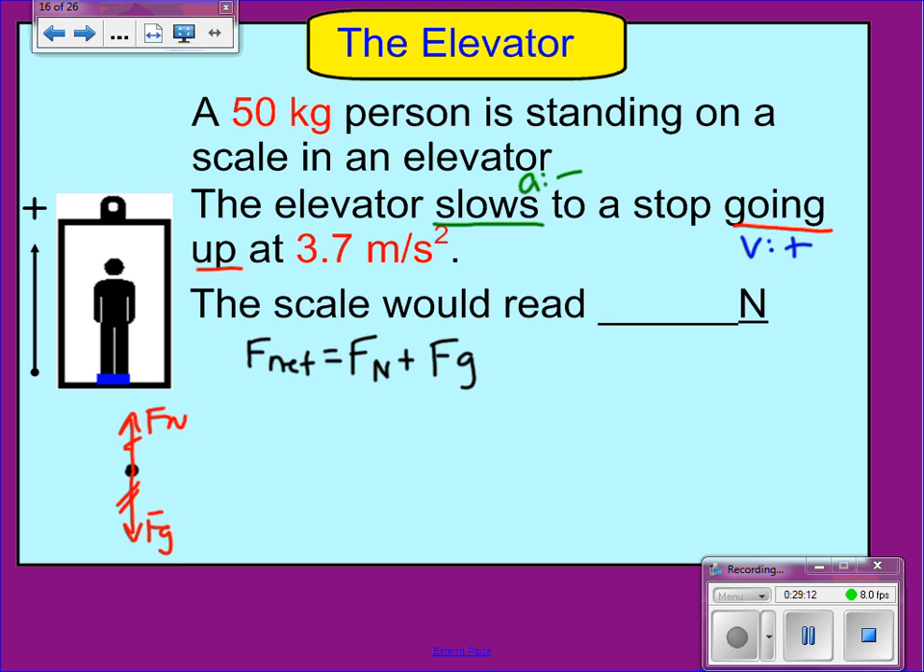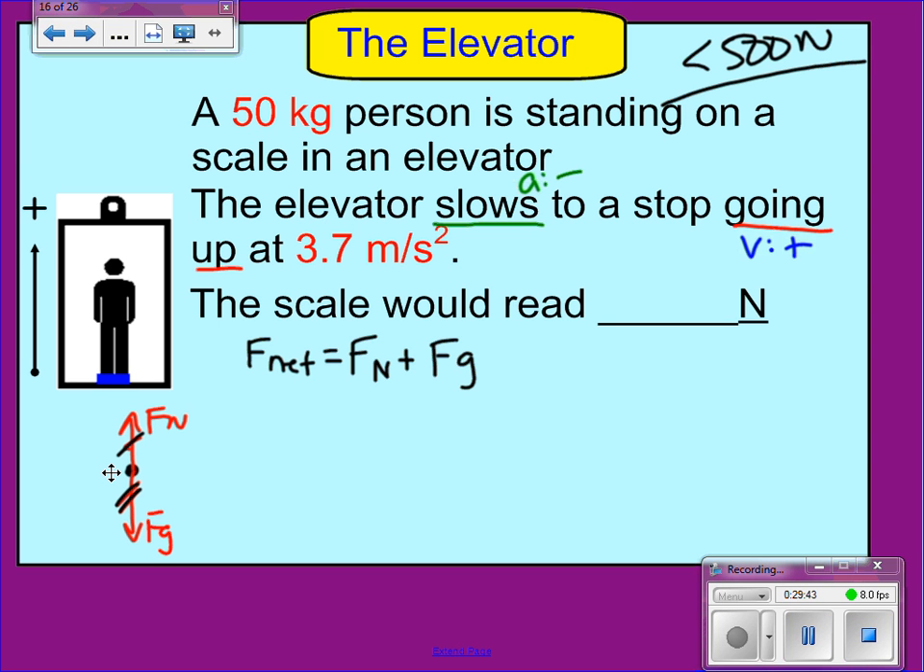Now, before we solve this mathematically, let's just do a little hypothesis here. Is our scale going to read greater than 500 or less than 500? Well, remember, when normal is less than your gravity, that means you're going to feel lighter. So we should know at the very end, our answer should be less than 500. Let's keep that in the back of our minds. I'm going to write that up here, less than 500. Okay, so that'll be a reminder to us to do a check. It's always good to do a logical check.